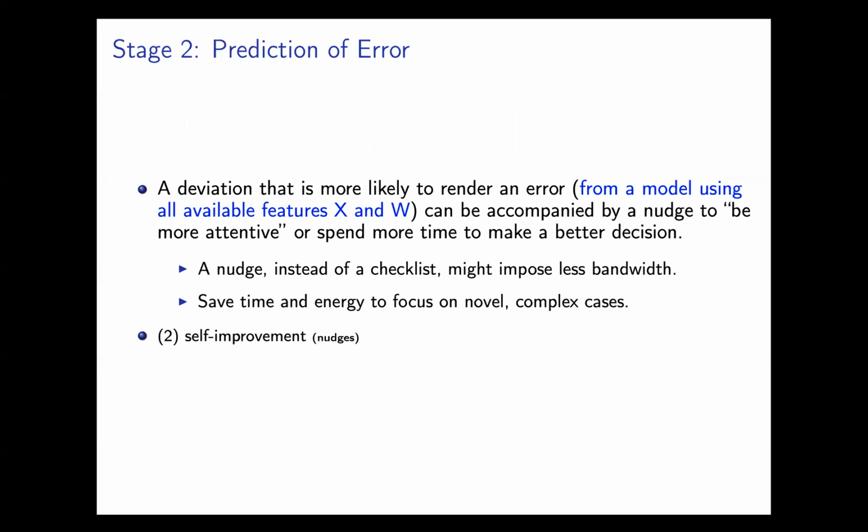In stage two, we can see if a deviation from a default is more likely to render an error from a model using all the available features, X's and W's. And this could accompany this deviation with a nudge to be more attentive, to spend more time on the case, to make a better decision. So a nudge, instead of a checklist of all the possible W's you need to keep track of, imposes less bandwidth, conserving their time and energy to focus on more novel and complex cases. So here we lean into the self-improvement motives of a judge to make better decisions.